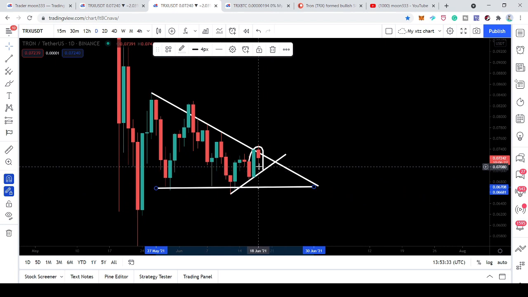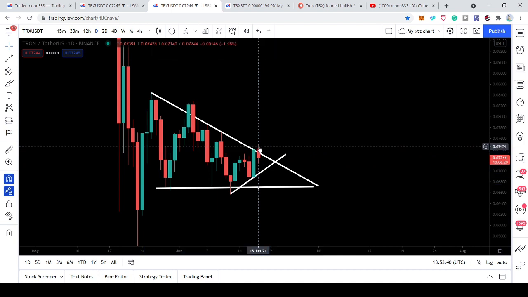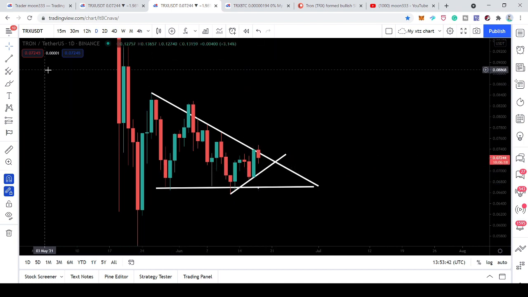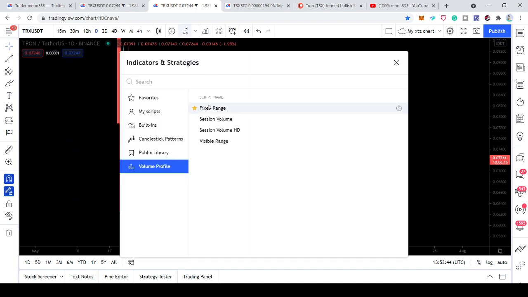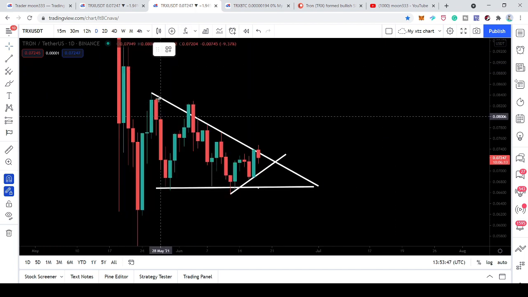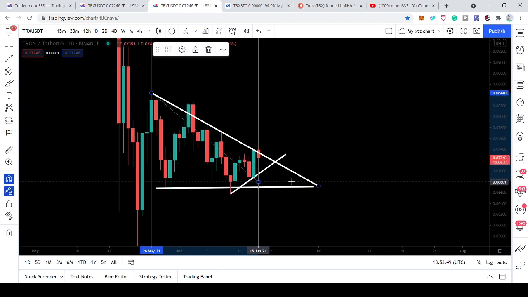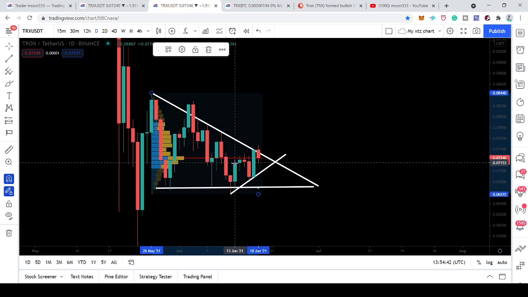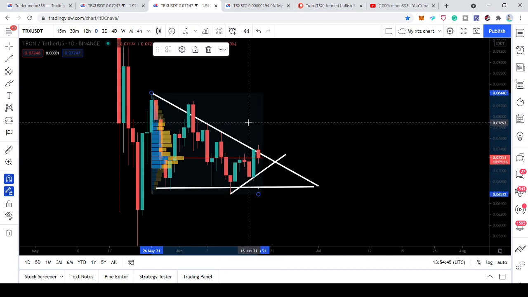However, if today's candlestick closes above this resistance, then we can expect it to go for a breakout. Now, if we place the volume profile on the complete price action moving within this triangle, we can see that the price action has found traders' interest up to this level, to the upside.